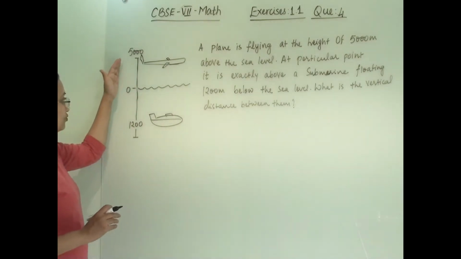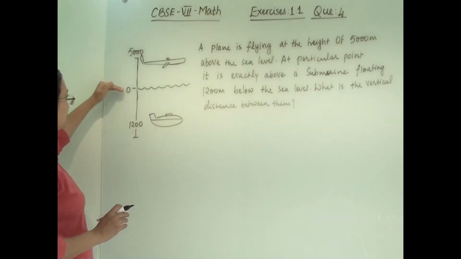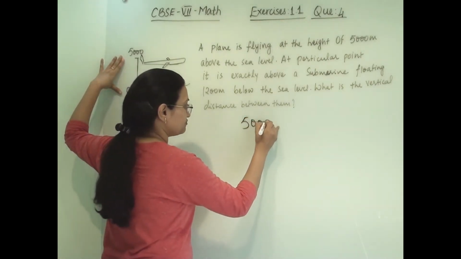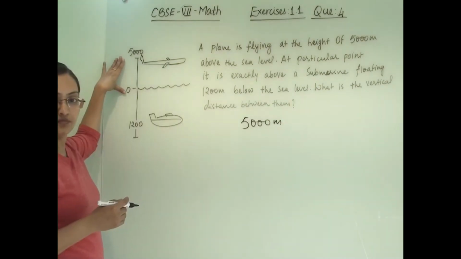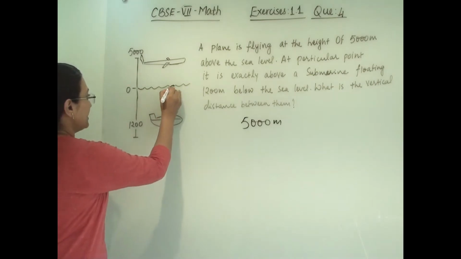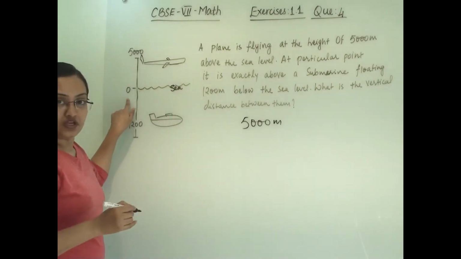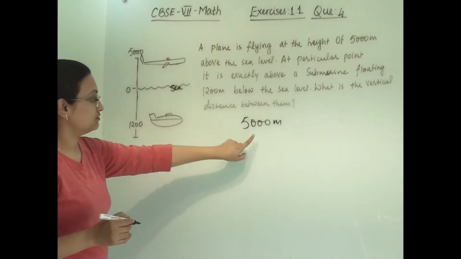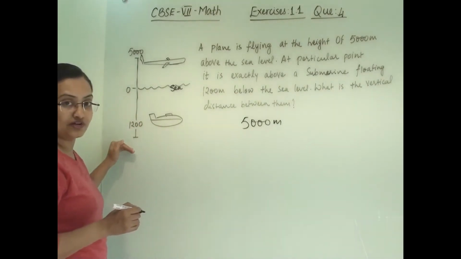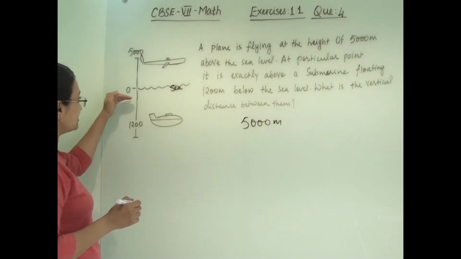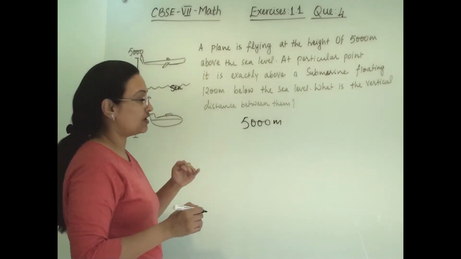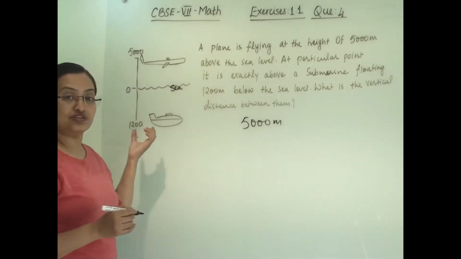When we want to find out the vertical distance, from 0 to this is already 5000 meter above the sea level. Sea level we are taking as 0. And the submarine is 1200 meter below sea level, so from 0 it is down 1200 meter. We can also denote this with minus 1200 meter.